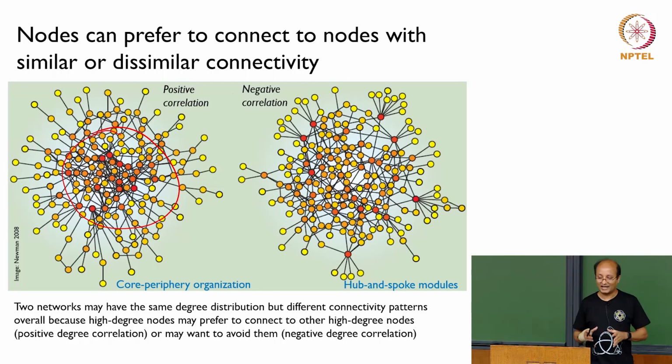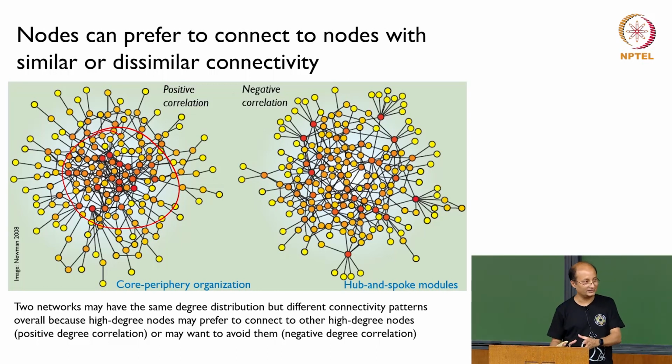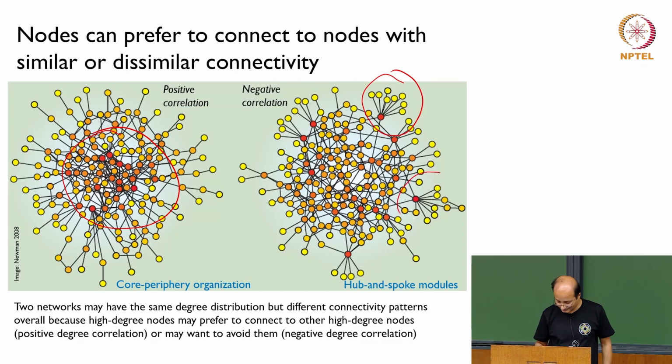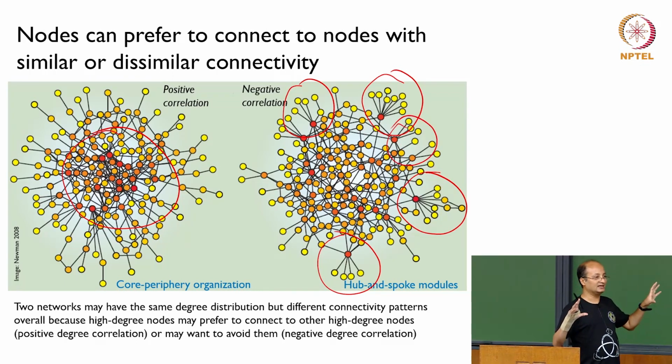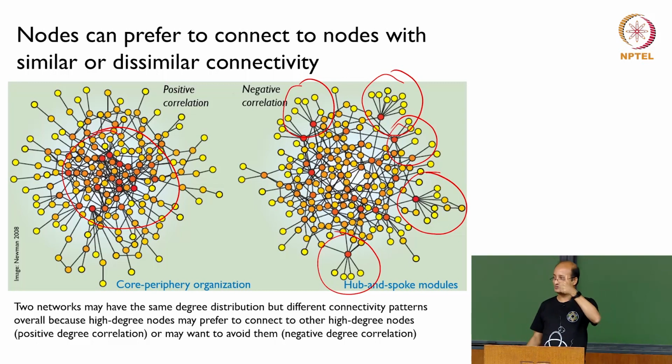So people actually use these ideas of network theory to do some pretty practical stuff in marketing and so on. On the other hand, if you have negative correlation, the network is characterized by hub and spoke modules, where certain popular individuals are associated with lots of less popular individuals, and the popular individuals are not directly connected to each other. So you essentially have small communities or small groups where there is one popular individual at the center.